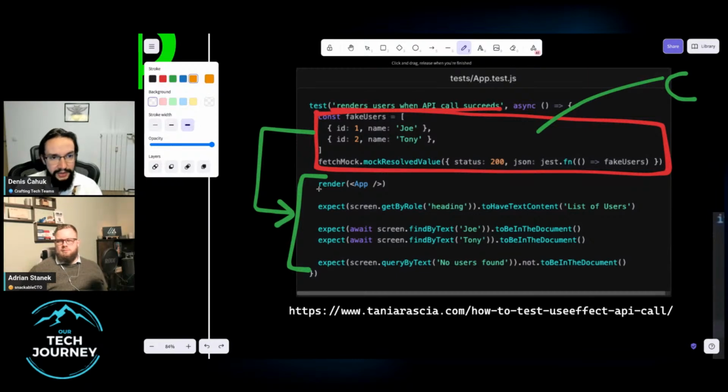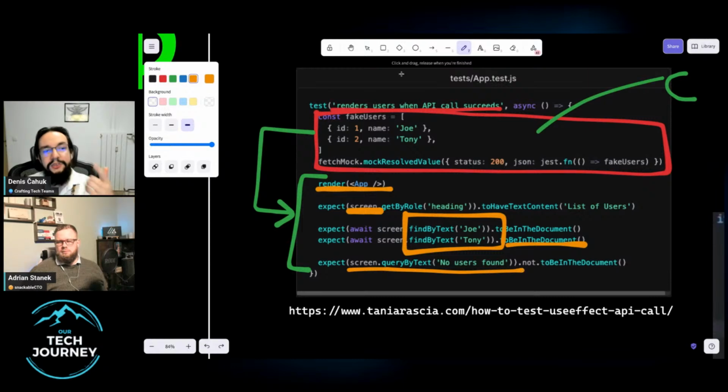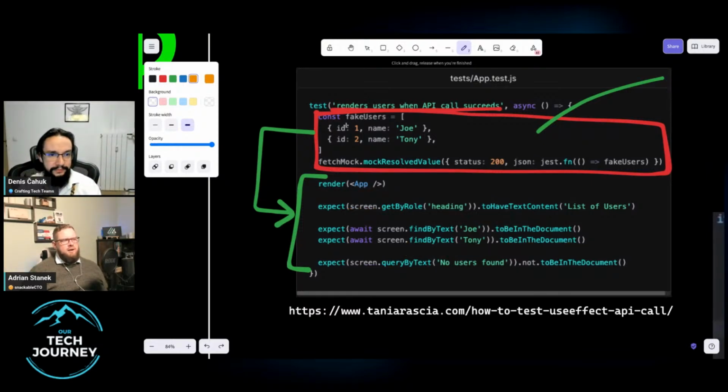Why is it an integration test? Because we're integrating with this render behavior, we're integrating with screen, we are integrating with behavior about what it means to have text, what it means for text to be in a document, and what it means to query something on the screen. We're still integrating against all these concerns, and it is the component's behavior to put that on the screen that we're testing for integration. What we're not testing is how the API made its call, what the network protocol needs to be, and is the server online?